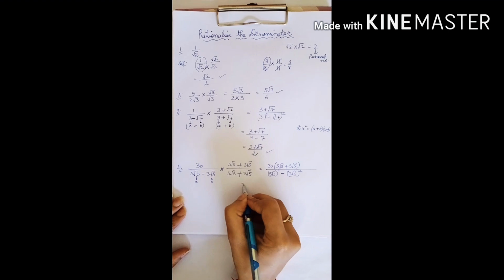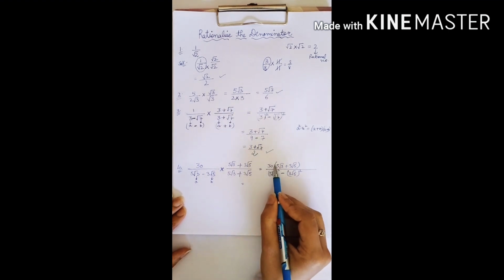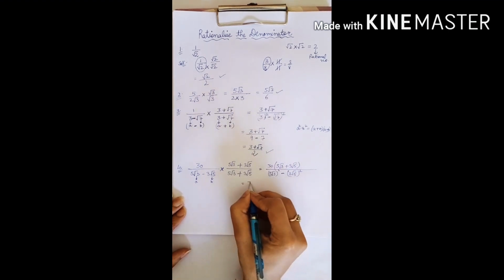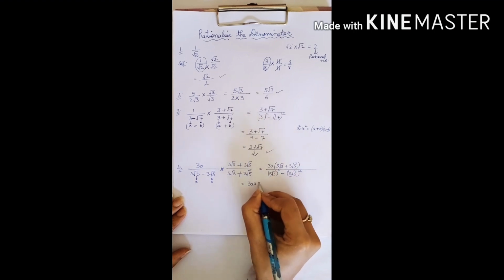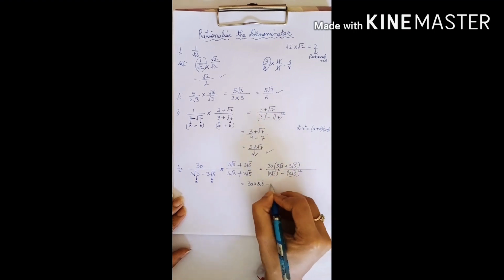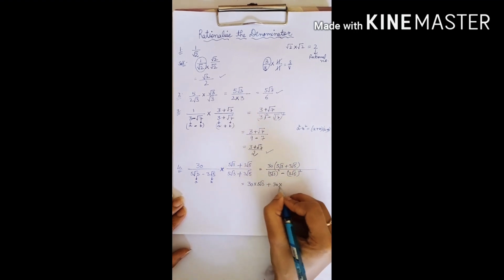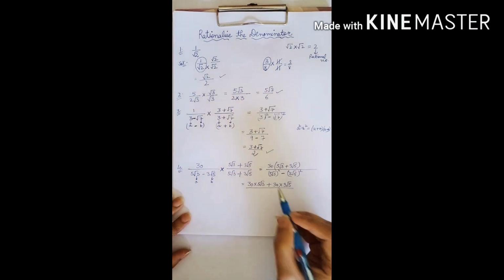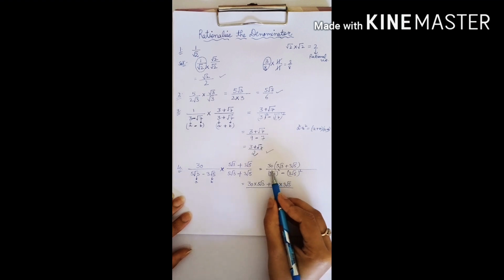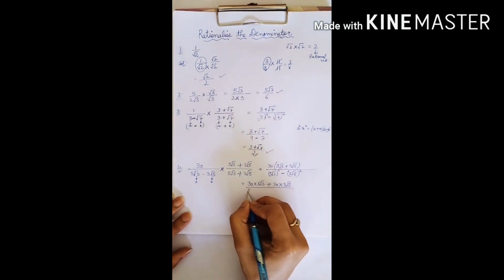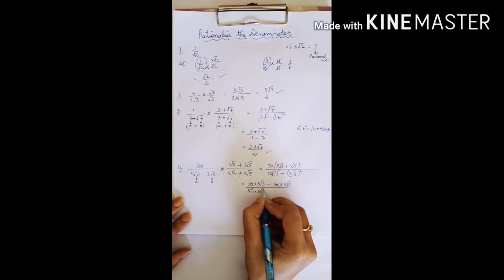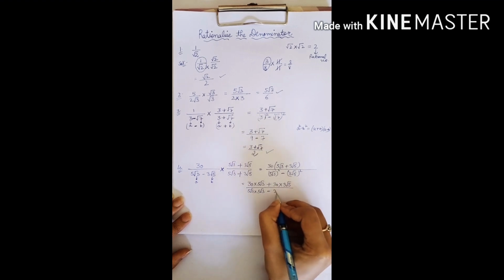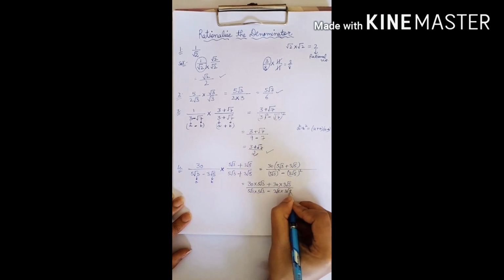Okay, now solve it. 30 will multiply with both the numbers. So first of all, 30 into 5 root 3 plus 30 into 3 root 5, divided by, now the square of this number, how will we multiply it? 5 root 3 into 5 root 3 minus 3 root 5 into 3 root 5.